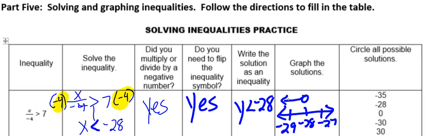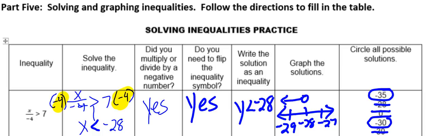So now I'm going to look for all the possible solutions. I know it's less than -28, so that's not going to be a solution. It can't be, because the inequality states that it's less than -28. But it could be -35. It could be -30. It can't be 0, and it can't be 30, because those numbers are not less than -28.